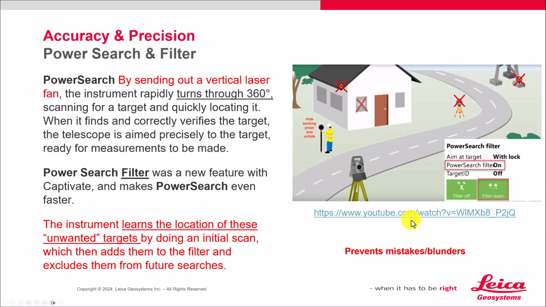There's a really cool video you can watch. But basically, these reflective items here, let's say you don't want that one, but you're working on this prism pole. So it will eliminate all those and only use this one. Pretty neat technology to keep you from making a mistake and blunder.